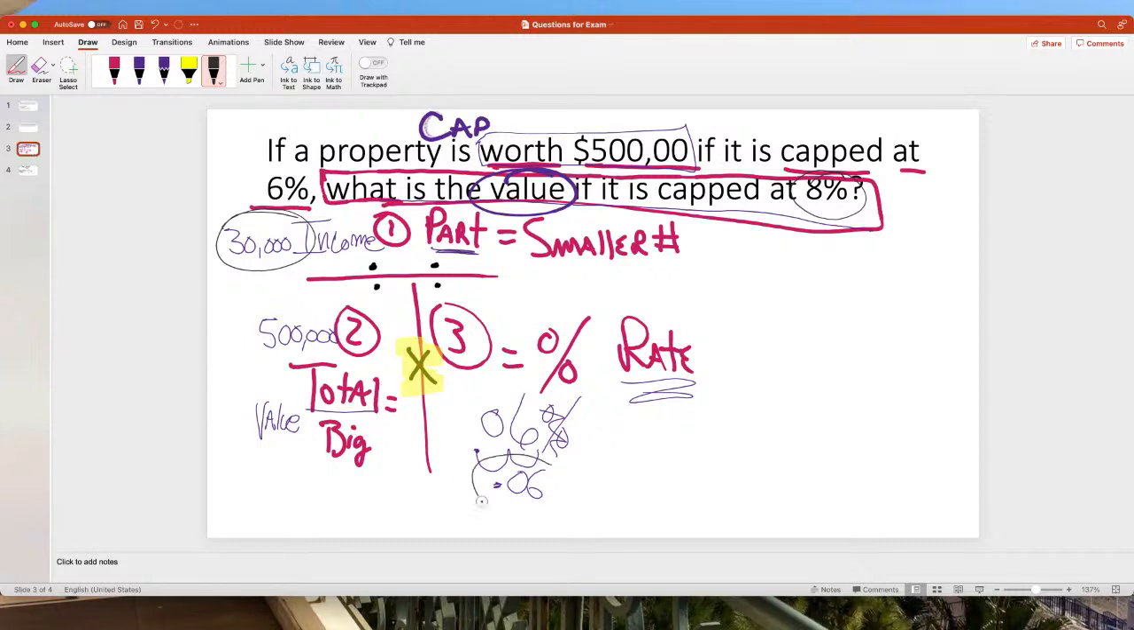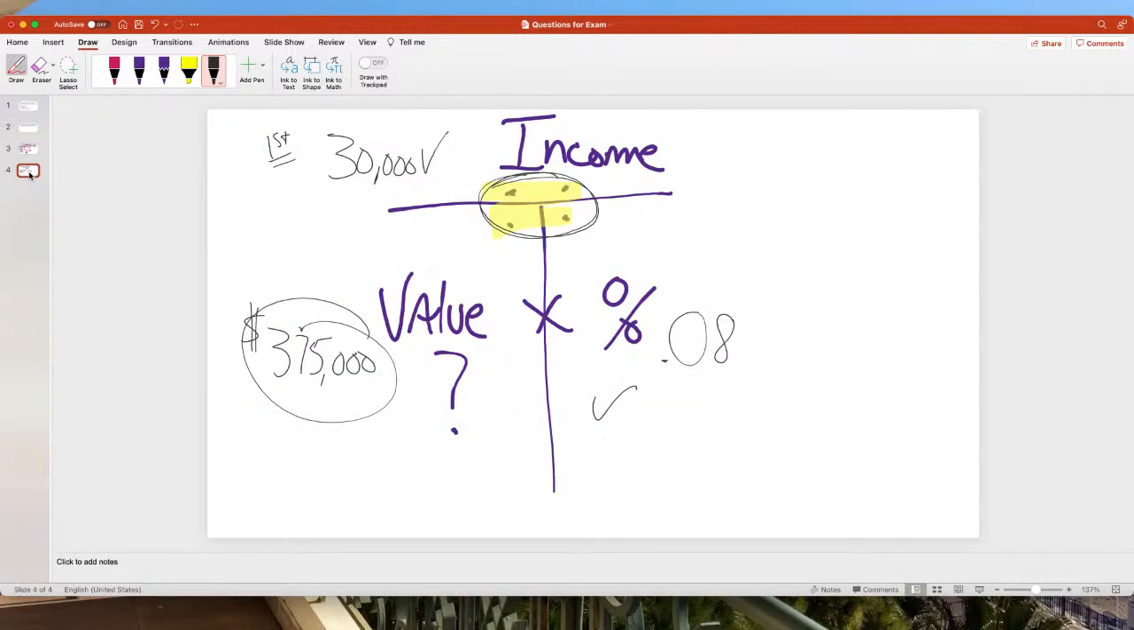Now, look what happened. When we had a cap rate of 6%, the value was $500,000. Now, we have a cap rate of 8%. The cap rate actually went up. And what happened to the value? It went down. Interesting concept.